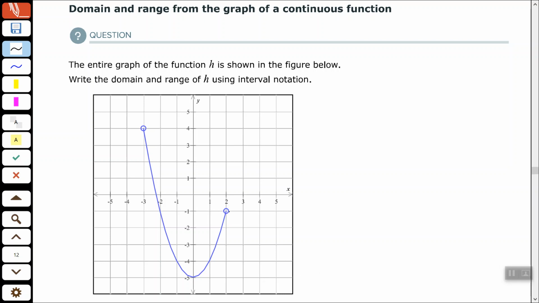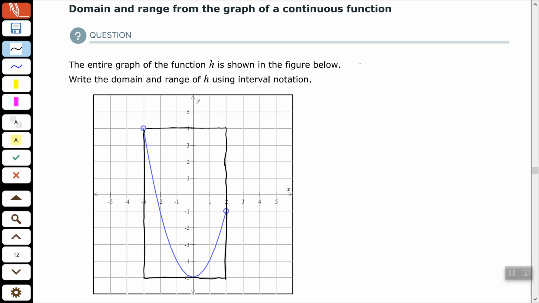One thing that I like to do here, first of all, notice that we have open circles on each end. That means we're not including those particular numbers. So when we write our interval notation, if we have open circles, that means we will use parentheses. But one thing I like to do is to draw a box around this function, going through the end points of the function. And that's going to help me find my domain and range.